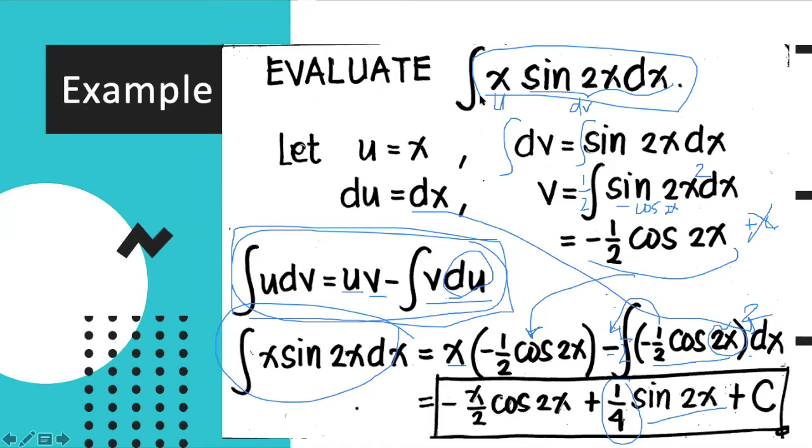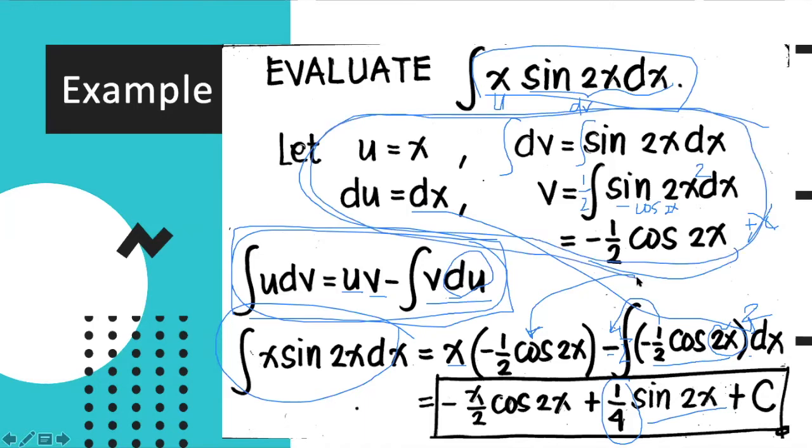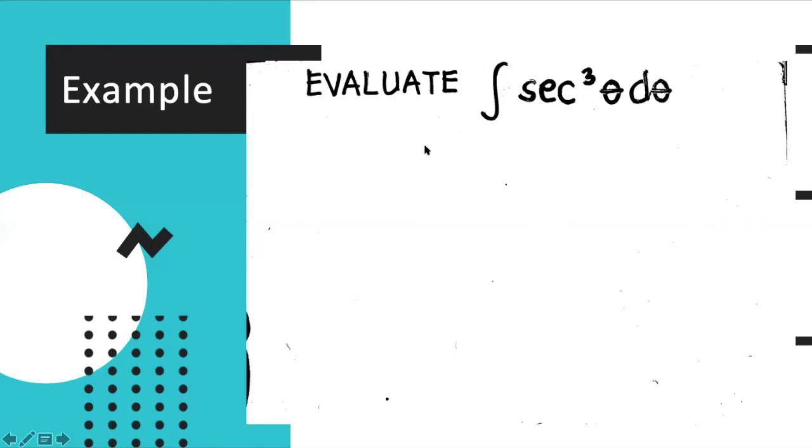So that's integration by parts. So you need to put these values prior to plugging them in the formula. Okay, now let's go to the next example. Let's proceed.